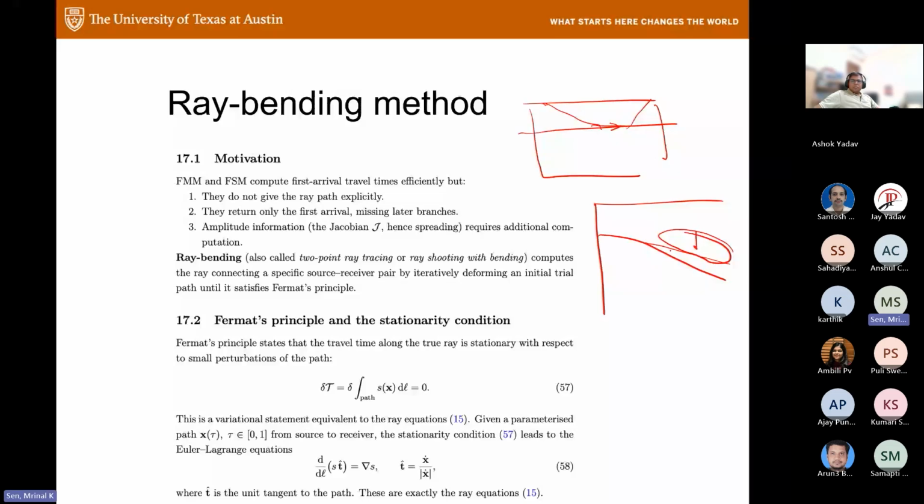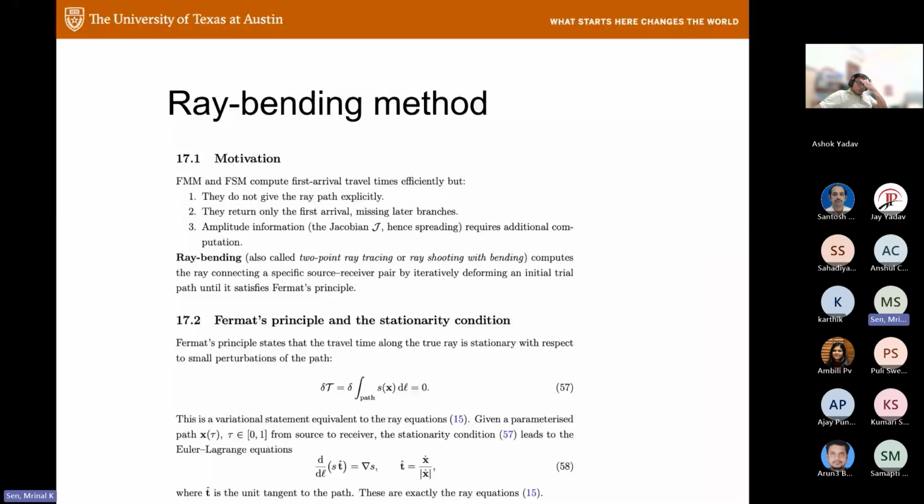So this method, ray bending, is actually quite slick because it uses the basic equation like this, Fermat's integral, where the travel time is the integral of S dl equals 0, and the perturbation in travel time would be the perturbation in this equation.